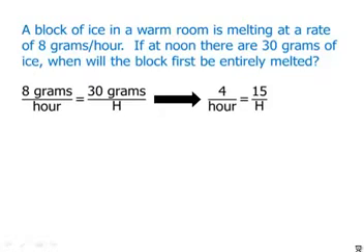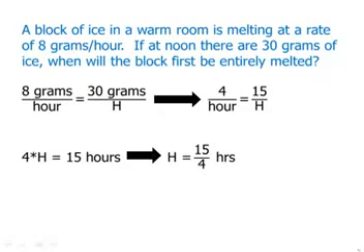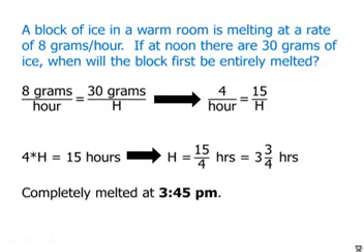At this point, we'll cross multiply. Then to get the h by itself, we'll divide by 4. We get h equals 15 over 4 hours. Write this as a mixed numeral, 3 3/4 hours. We're asked when, which is actually a clock time. So we started at noon. 3 hours later would be 3 p.m. 3/4 of an hour is 45 minutes. So that means it's completely melted at 3:45 p.m.